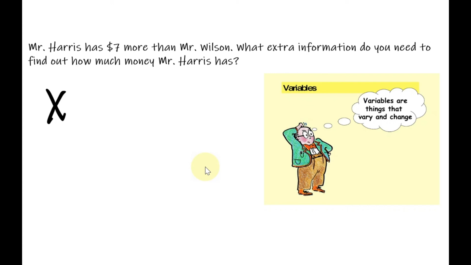This means you need a variable to represent the amount of money Mr. Wilson has. Pick a variable that will be easy to remember. You can use any letter as a variable, but the most common variable is x. And then write a sentence like, let x represent the amount of money Mr. Wilson has. Let's write it.